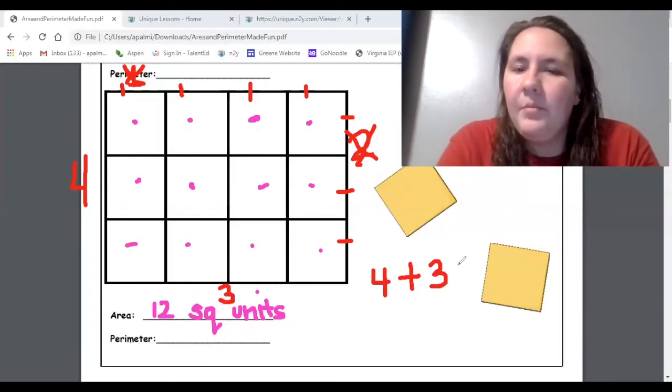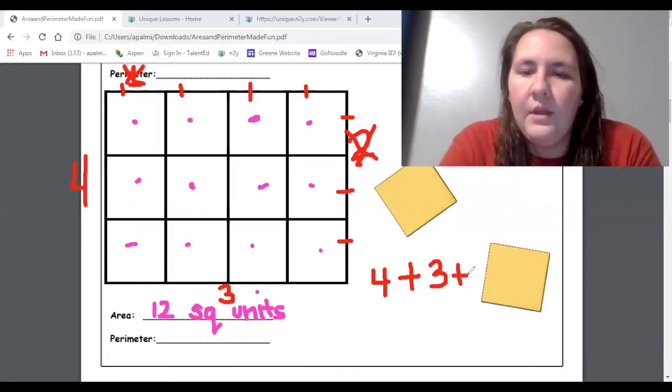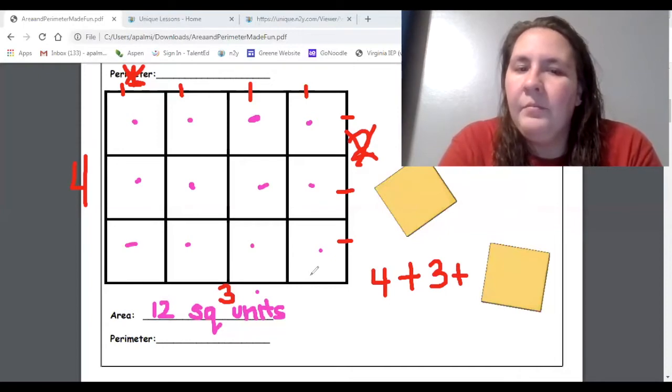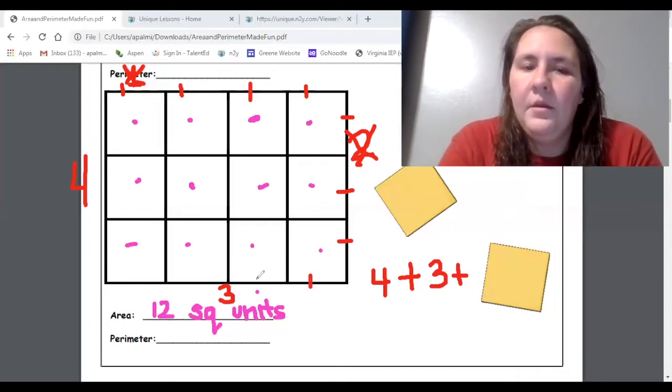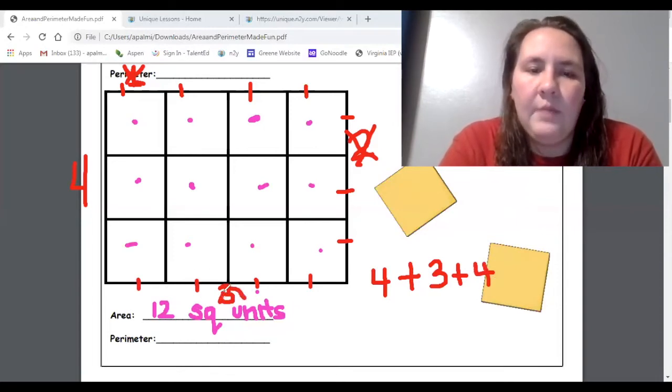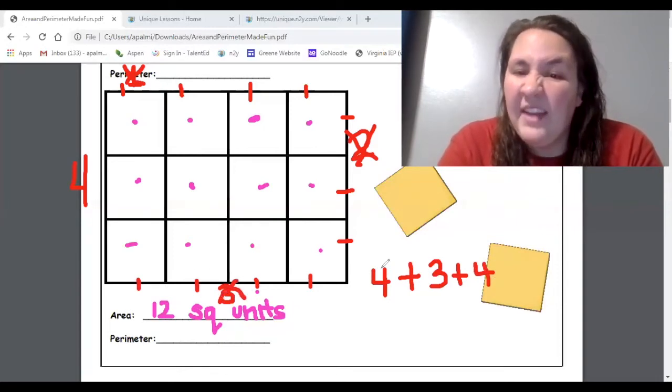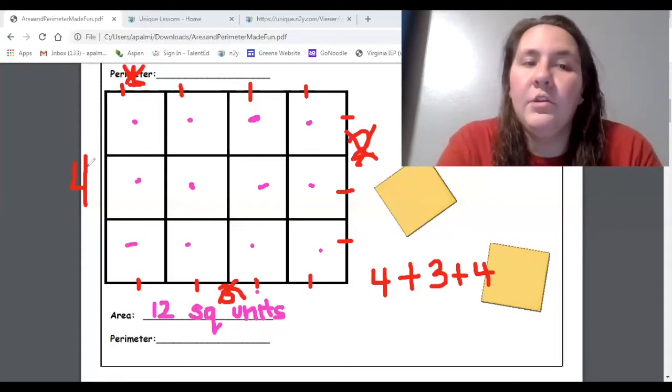So I'm going to put my plus because I'm still adding more units. And I'm going to count how many units are on this side. Ready? 1, 2, 3, and 4. I write my number for that side. I cross out the label. And am I done or do I need to add more numbers? Very good. There's 1 more side I need to add.